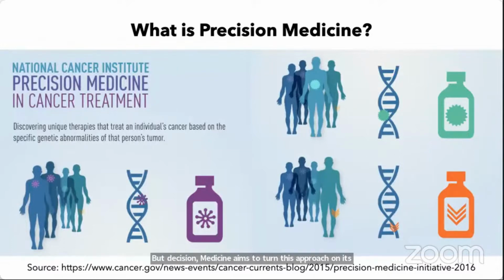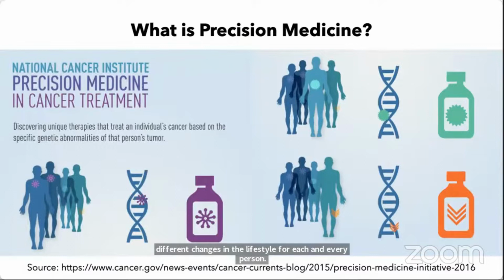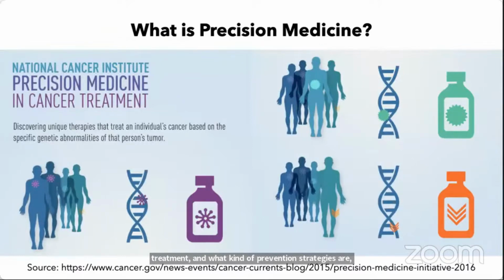Right? Precision medicine is an emerging approach for disease treatment and prevention that takes into account individual variability in genes, and individual variability in environment and different changes in the lifestyle for each and every person. Such an approach will allow doctors and researchers to predict more accurately which treatment and what kind of prevention strategies will work for a particular disease, and in which groups of people it is understood to work better.